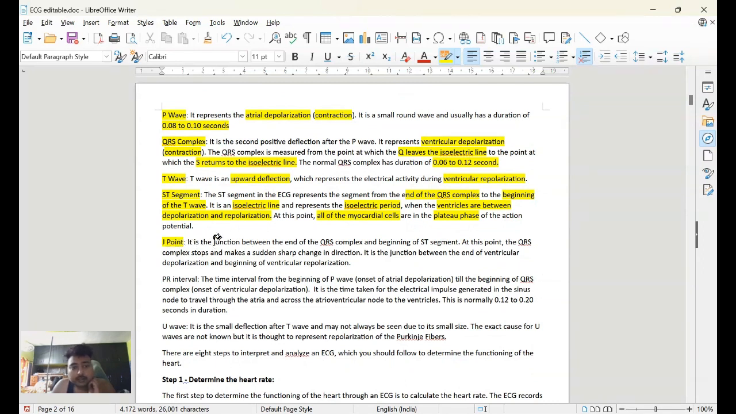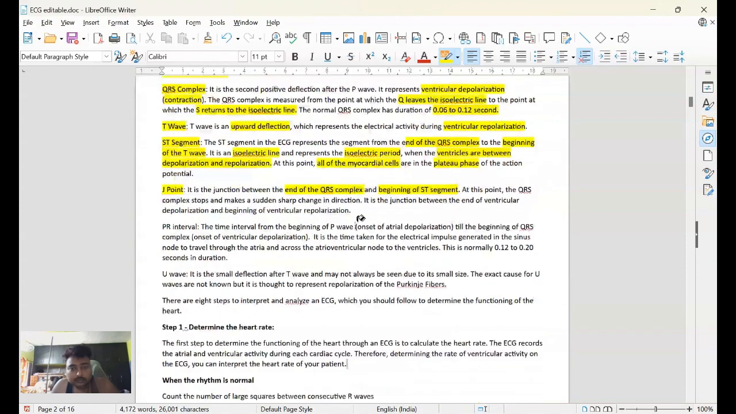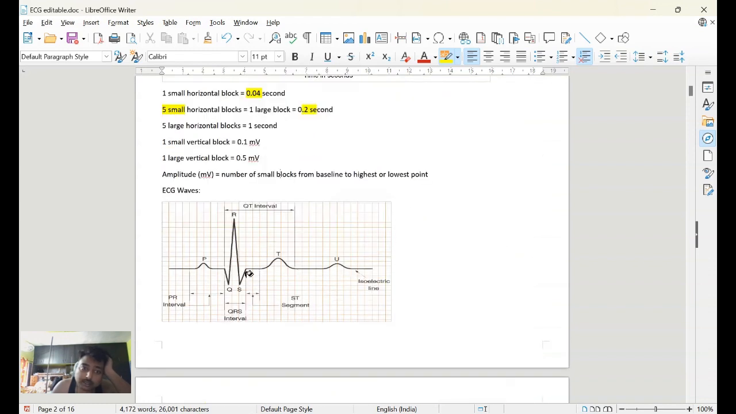There is a J point, the junction between the end of the QRS complex and the beginning of the ST segment. There is a small J wave. At this point, the QRS complex stops and makes a sudden sharp change in direction. This is the junction between the end of ventricular depolarization and the beginning of ventricular repolarization.